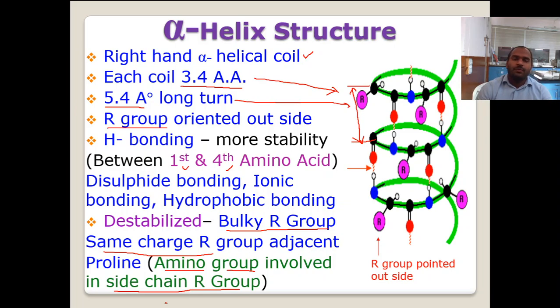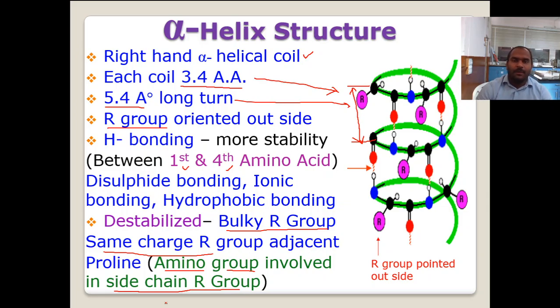The two scientists, Linus Pauling and Robert Corey, while studying the X-ray diffraction pattern of the polypeptide chain, concluded two structures for the secondary structure of protein: the helix structure and the beta-pleated sheet structure. The helix structure we have seen is a right-handed alpha helical coil with 3.4 amino acid residues per turn, and the length of the turn is 5.4 angstrom. The R group is oriented outside, and hydrogen bonding, disulfide bonding, ionic bonding, and hydrophobic bonding are the stabilizing factors for the alpha helical structure. The destabilizing factors are the bulkier R group, the same charge R group on adjacent amino acids, and a proline which introduces folding.